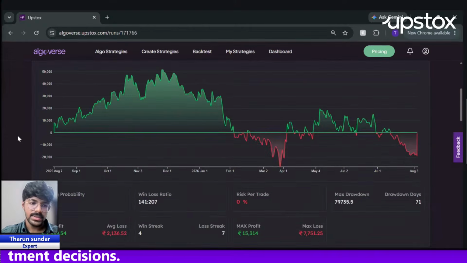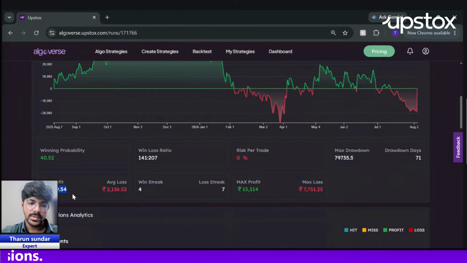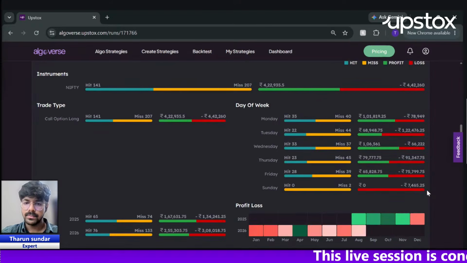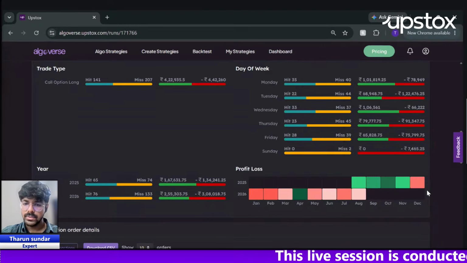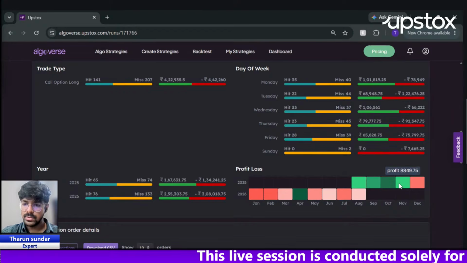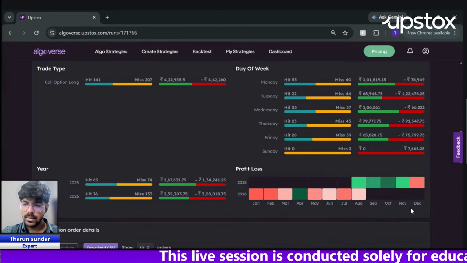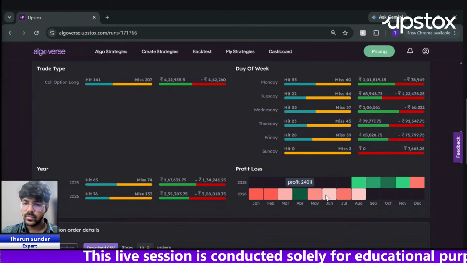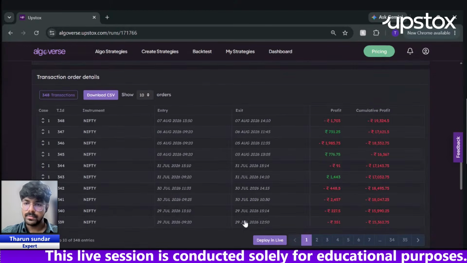But data says otherwise. I have a 40% win rate, and my average profit is close to 3,000, average loss is close to 3,100. And I have a huge drawdown, that is an 80,000 drawdown over 71 trading days. And as you can see, in the months which were bullish, the strategy has worked out good. But let's say this year, 2026, except for 1 month, this hasn't worked out good.